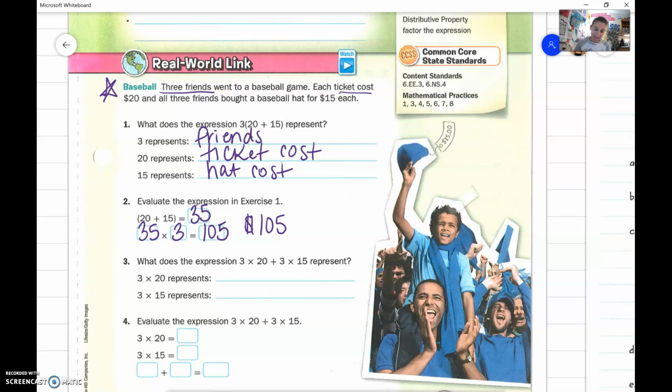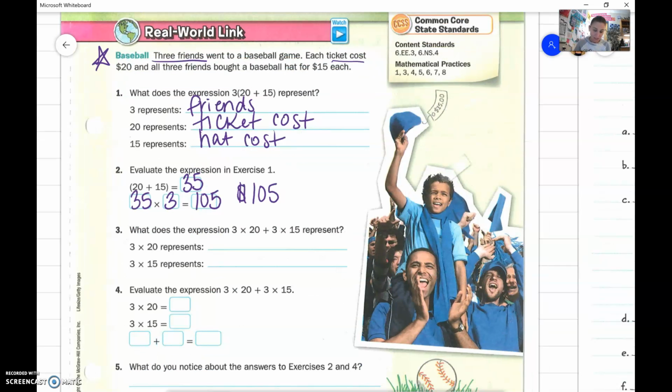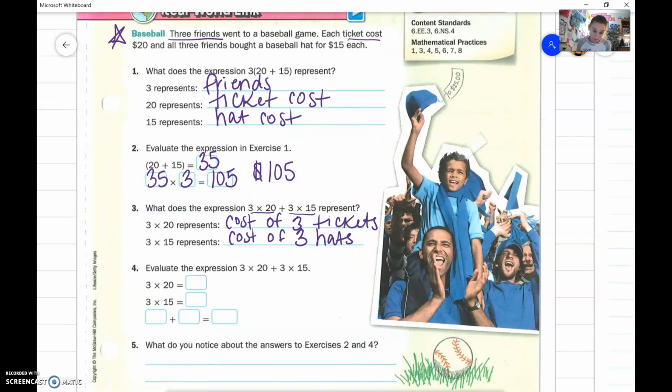Now let's take a look at this question. It says, what does the expression 3 times 20 plus 3 times 15 represent? What does the 3 times 20 represent? That represents the cost of 3 tickets. Okay. Then let's take a look at what 3 times 15 represents. That's the cost of 3 baseball hats. And we'll just say hats to make it easier.